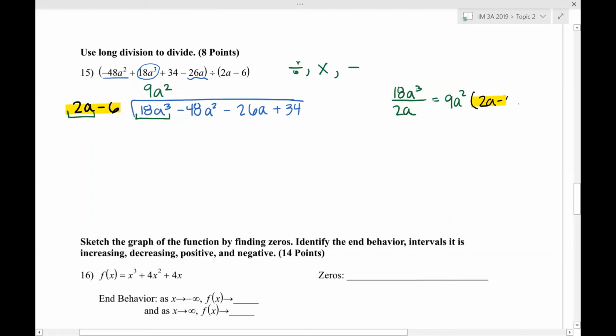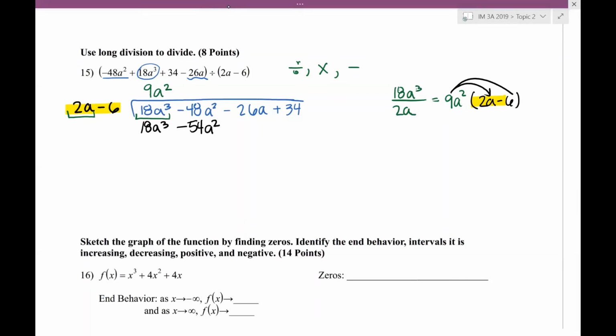the terms here. So 9a squared times 2a is going to give me 18a cubed. And then 9a squared times negative 6 is going to give me negative 54a squared. So notice that I have like terms here. I did the multiply, now I'm going to subtract.